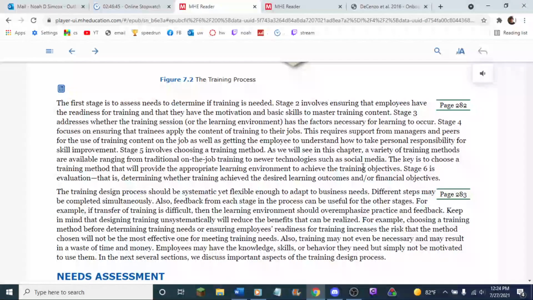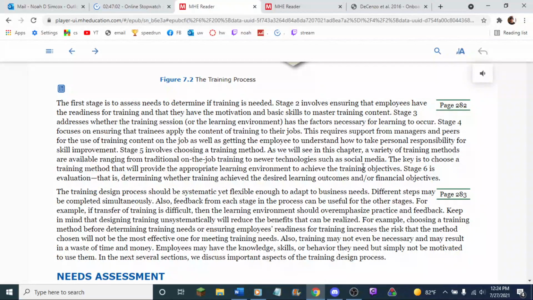I have currently completed 24 pages. Stage 2 involves ensuring that employees have the readiness for training and that they have the motivation and basic skills to master training content.